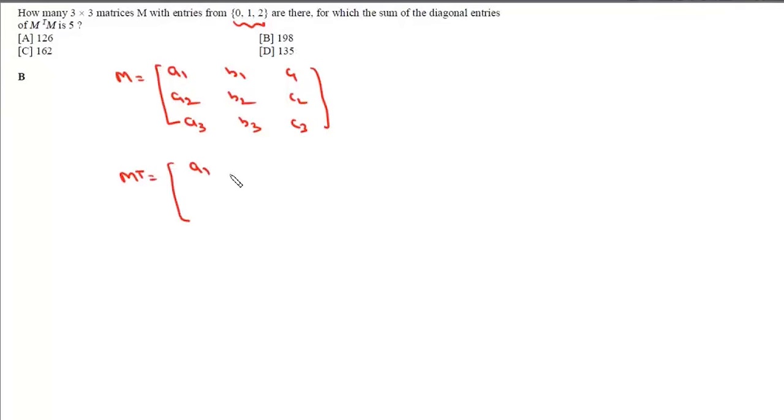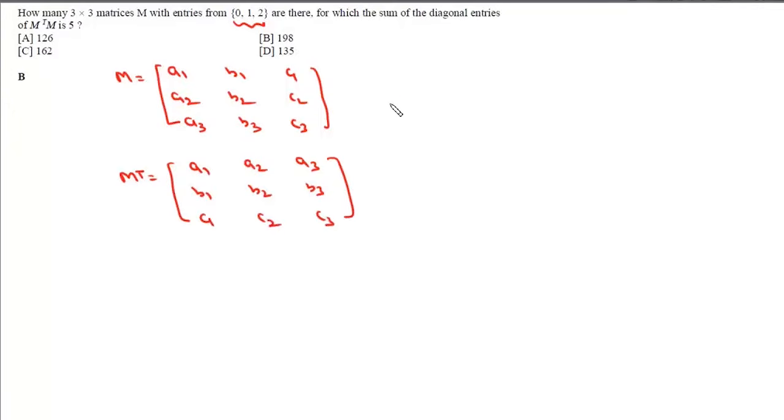Now the question is, how many 3x3 matrices with entries from 0, 1 and 2 are there for which the sum of diagonal entries of M transpose into M is 5. Now if we take M as [A1 B1 C1; A2 B2 C2; A3 B3 C3], M transpose will be [A1 A2 A3; B1 B2 B3; C1 C2 C3].